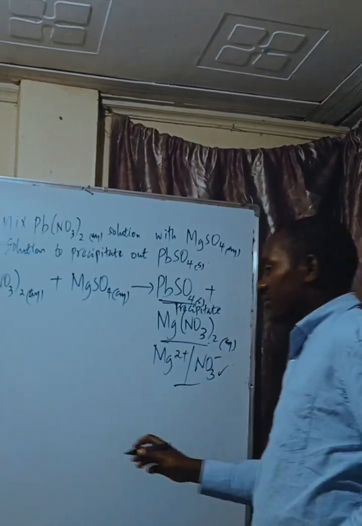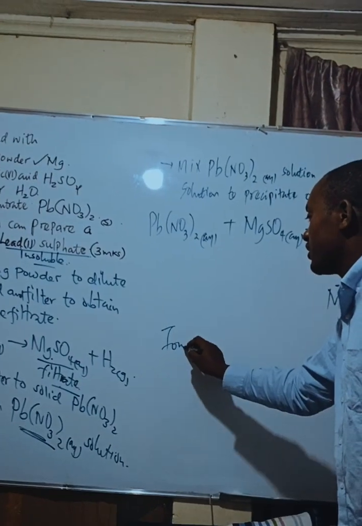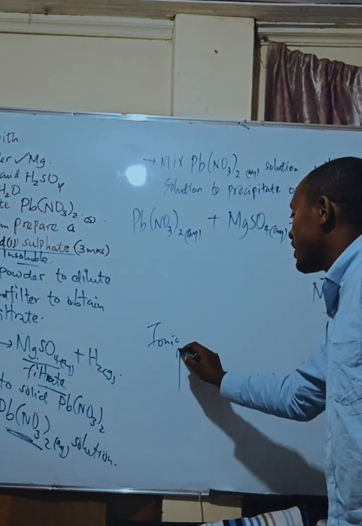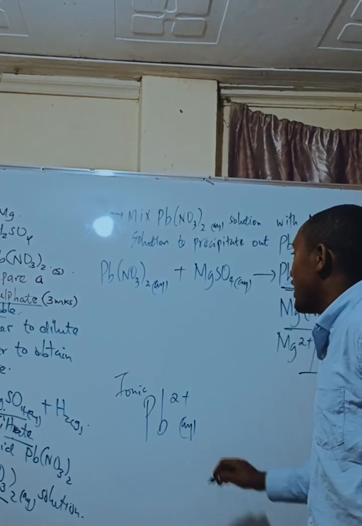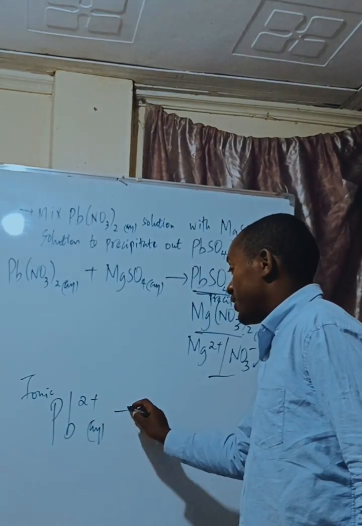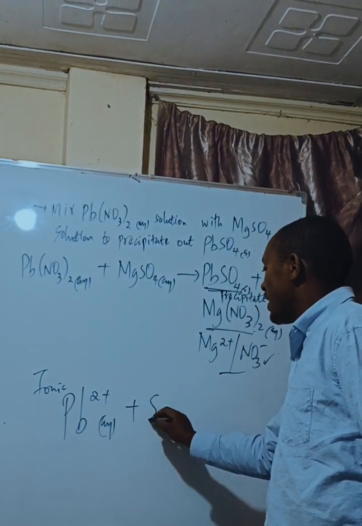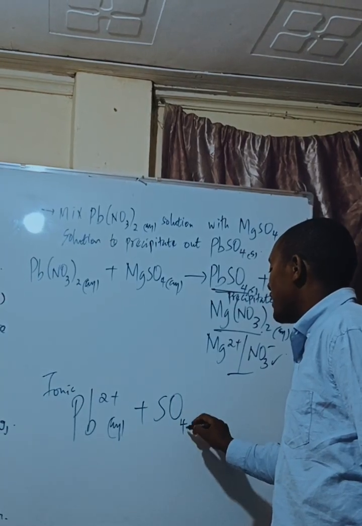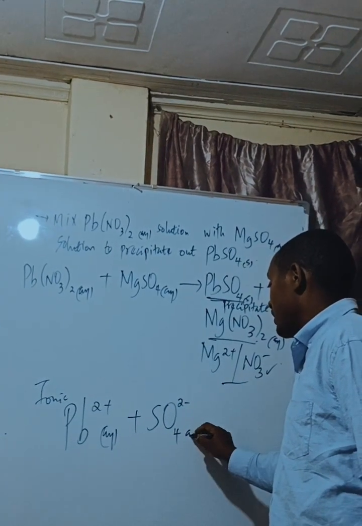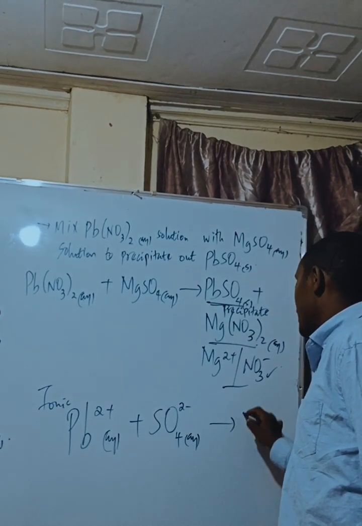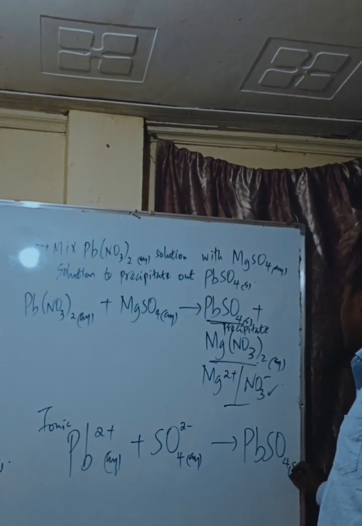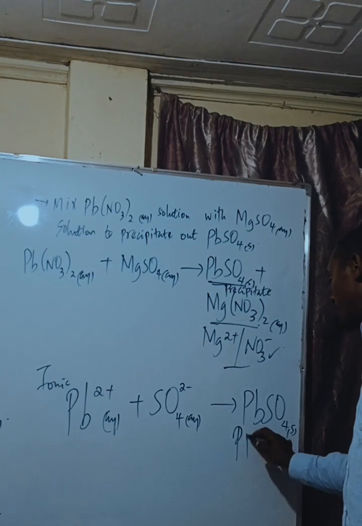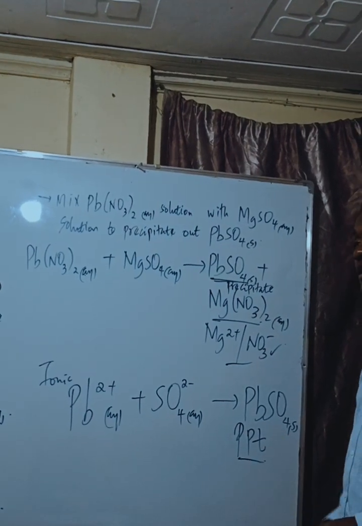Now the ionic equation. How do we write an ionic equation? Ionic equation, ions that undergo change. Therefore, it's lead ions from lead nitrate that we dissolved in water, plus sulfate ions from magnesium sulfate that we prepared, to give us lead sulfate solid. Now this is the precipitate, a white precipitate.